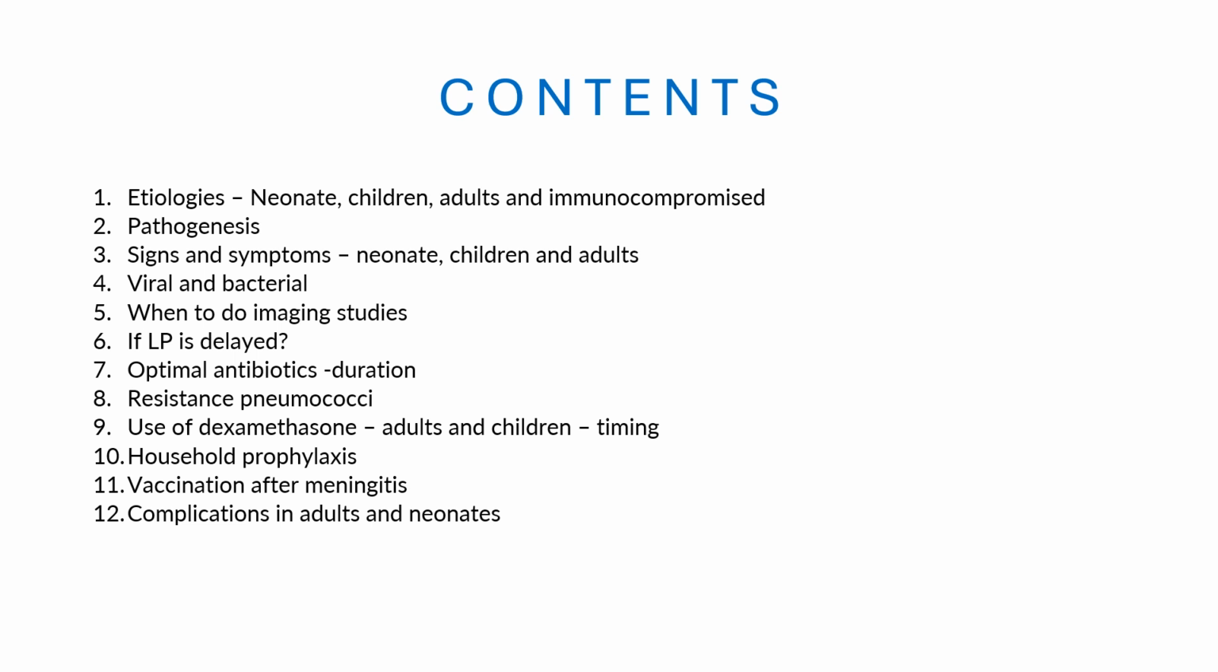So in today's seminar we will talk about etiologies in neonates, children, adults, and also in immunocompromised, pathogenesis briefly, signs and symptoms in neonates, children and adults, and how to differentiate viral and bacterial meningitis, and when to do imaging studies. If the spinal tap is delayed, what you need to do, what are the optimal antibiotics and the duration, and in areas where there is resistant pneumococci, what are the antibiotics, and use of dexamethasone both in adults and children, household prophylaxis for bacterial meningitis, vaccination, whether to give or not after pneumococcal meningitis, and the complications in adults and neonates.